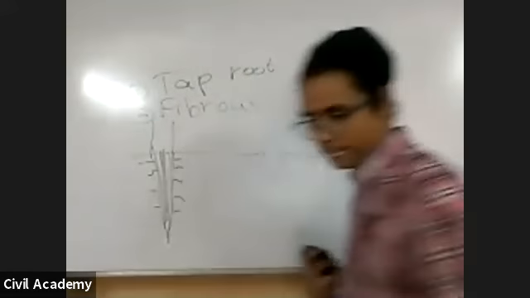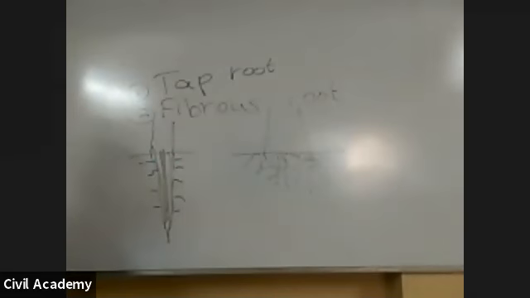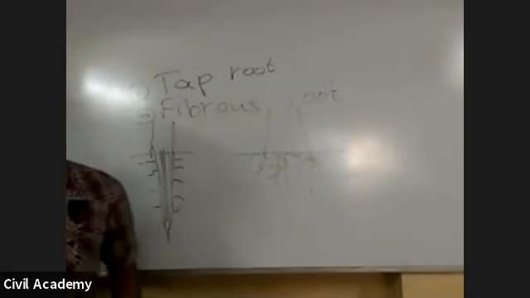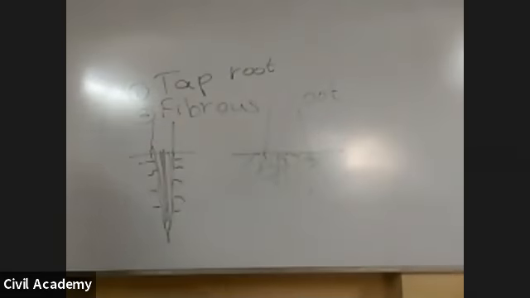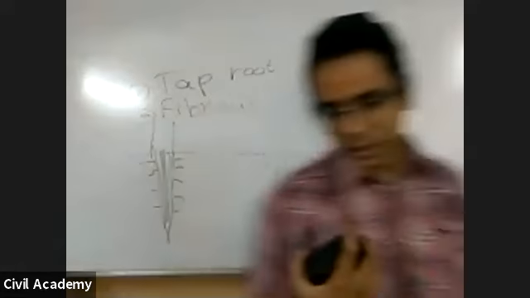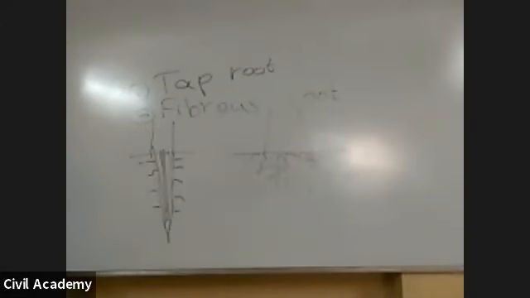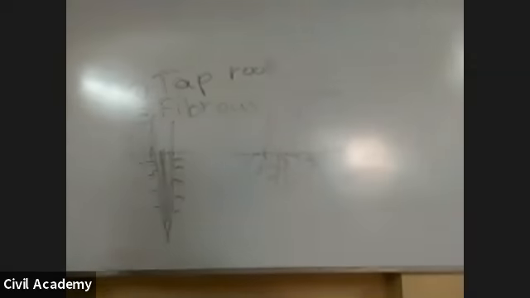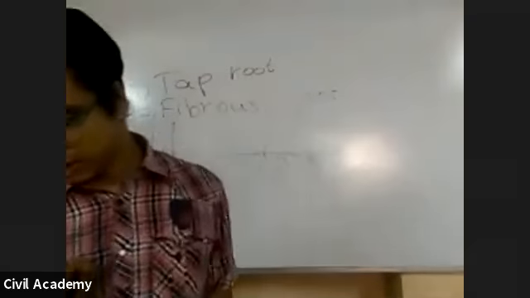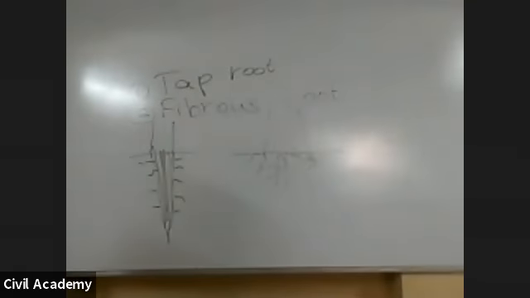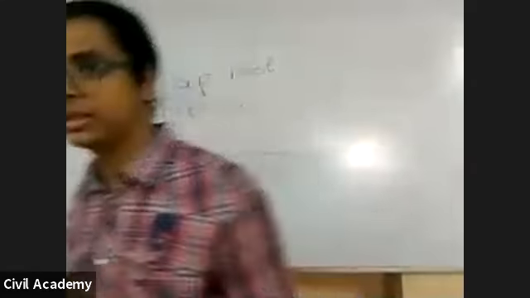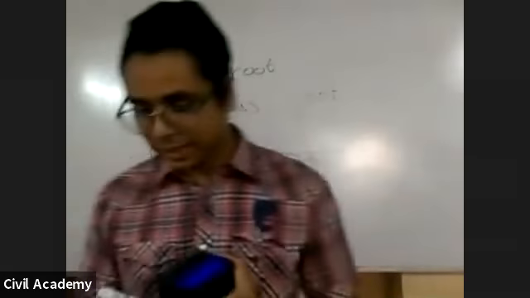Second type, fibrous root system. F-I-B-R-O-U-S. A fibrous root system is the opposite of a taproot system. It is usually formed by thin, moderately branching roots. M-O-D-E-R-A-T-E-L-Y.